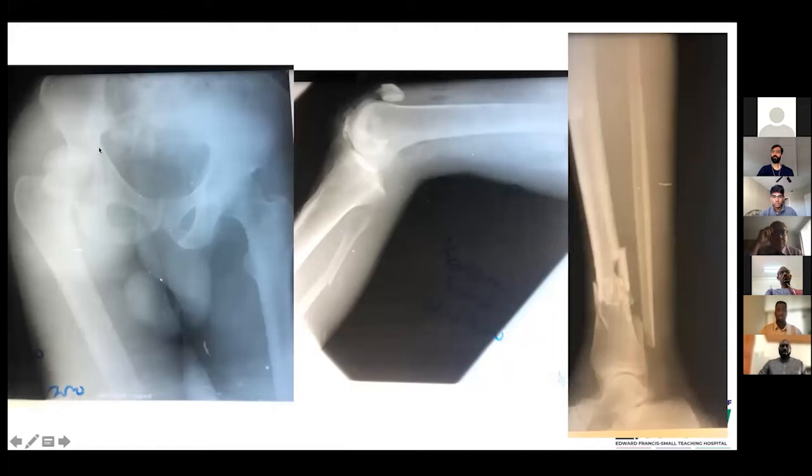So these are his x-rays showing the hip fracture dislocation. The patella fracture with loss of at least half of his patella and half of the articular surface. Clinically, there was no evidence of a knee dislocation, and he had this closed tibia fracture which was comminuted but closed.